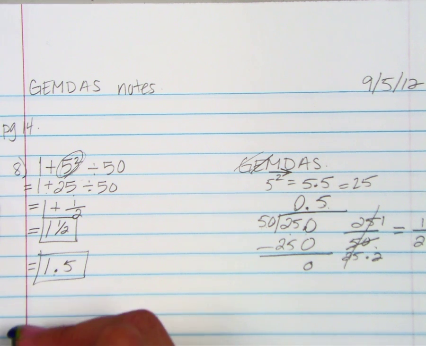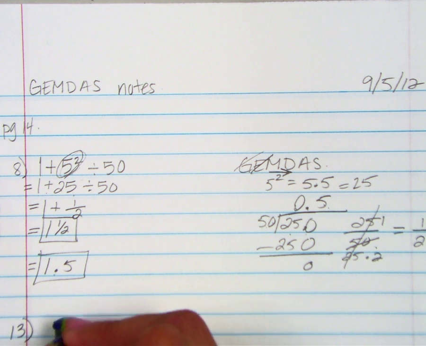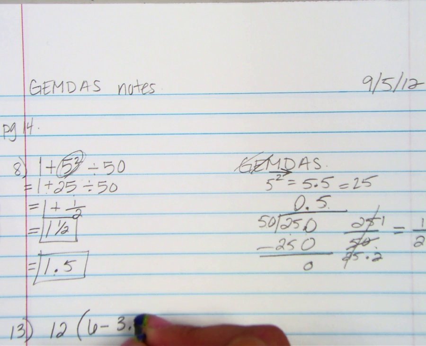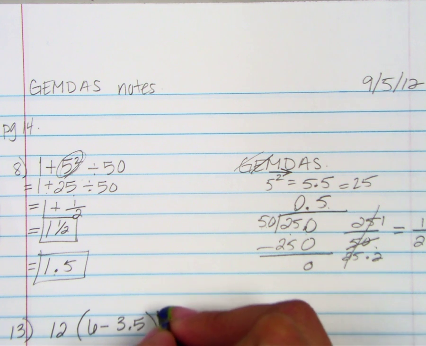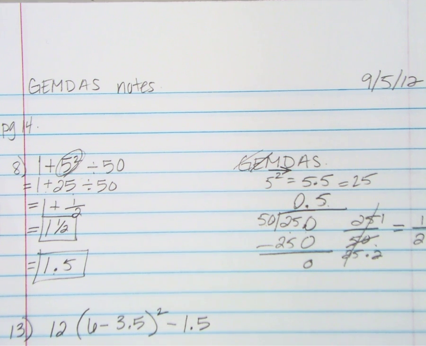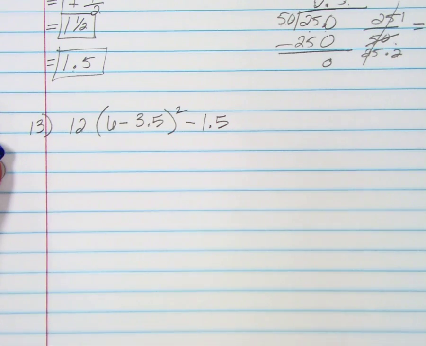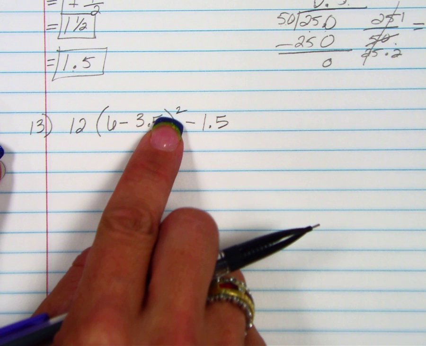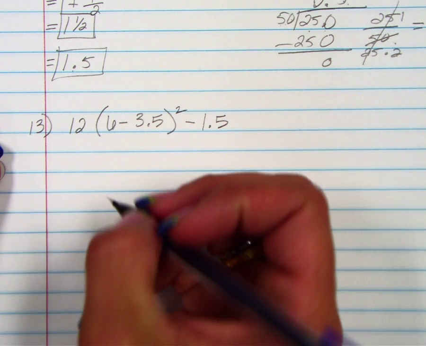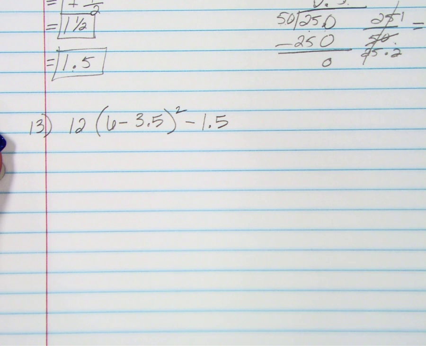Okay? My next problem gets a little bit harder. So I'm going to throw in some parentheses in there. 12 times the quantity, 6 minus 3.5, to the power of 2, minus 1.5. Now notice, not only do we have parentheses and exponents, but we also have decimals. Okay, algebra is all about decimals. It's all about fractions.